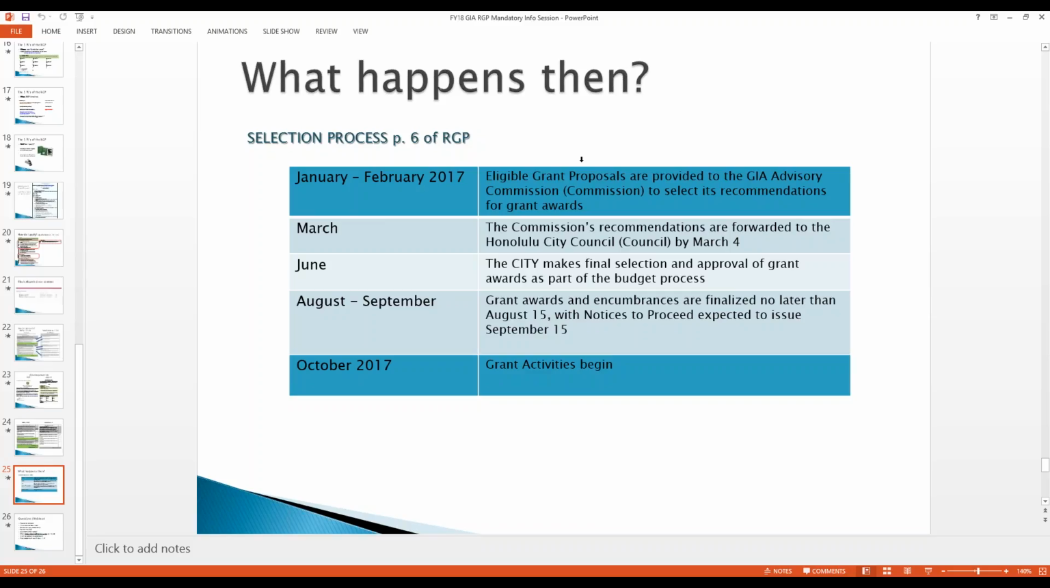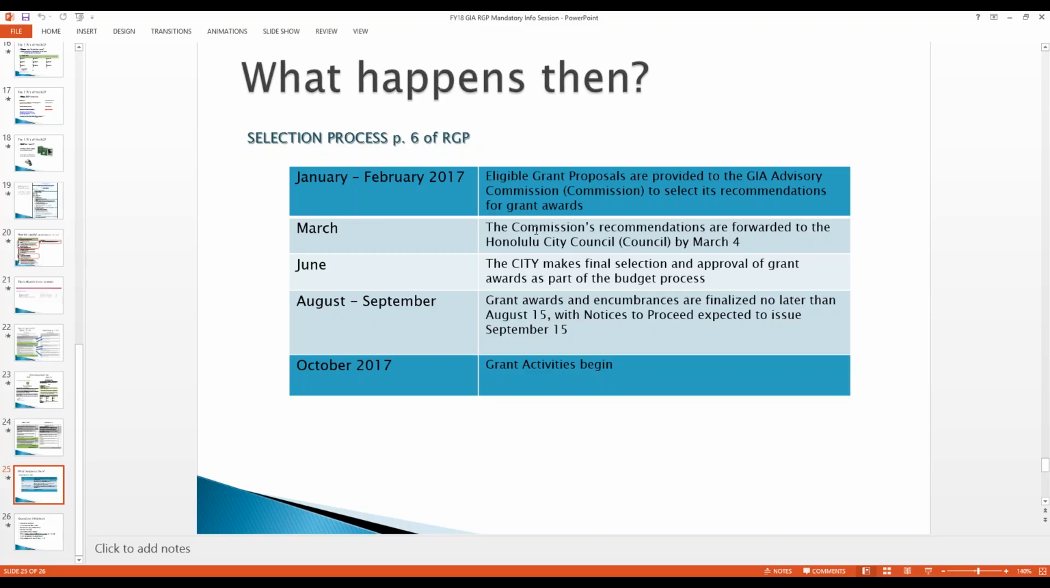The Grants in Aid Commission will submit their recommendation to the City Council on March 4th. The City Council will review and consider the recommendations and issue the final grant awards as part of the budget process, which is usually completed in mid-June. After the awards are included in the budget in July, that's when you will hear about whether you got the grant or not.